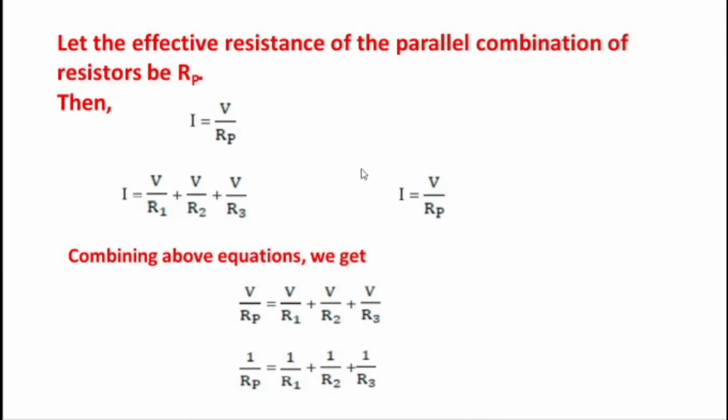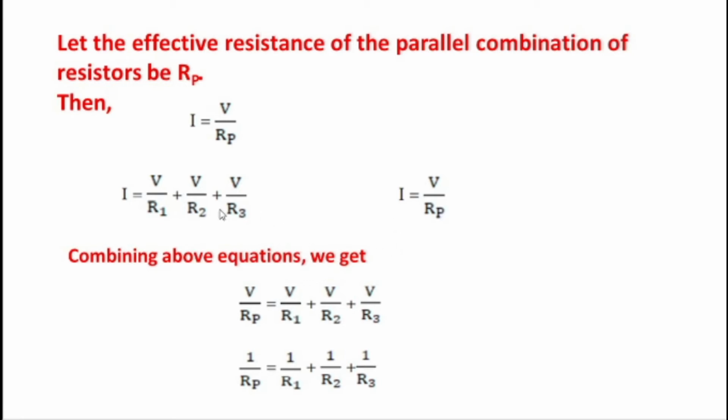Let the effective resistance of the parallel combination of resistors be Rp, where p indicates the connection is parallel. Resistors connected in parallel combination. So I equals V by R, here V by Rp. We know the I value is V by R1 plus V by R2 plus V by R3. Then I equals V by Rp. So both left sides are equal.